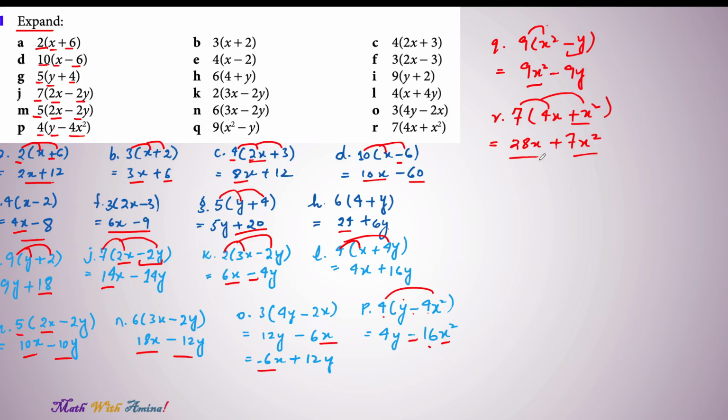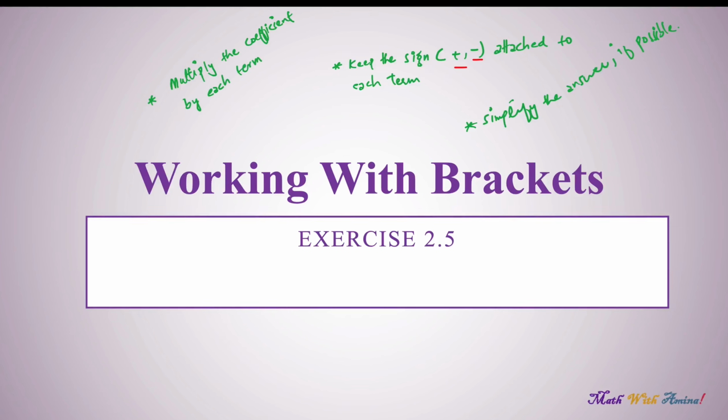You have to keep in mind the 3 basic rules. We multiply the coefficient by each term inside the bracket. This coefficient can be a number, it can be a variable, or it can be a term that is a combination of a number and a variable. We keep the signs. Let's say if it's plus 2x, if it's minus 3x, or plus 5y, or minus 5y. So these positive and negative signs shall be kept and considered when multiplication takes place.